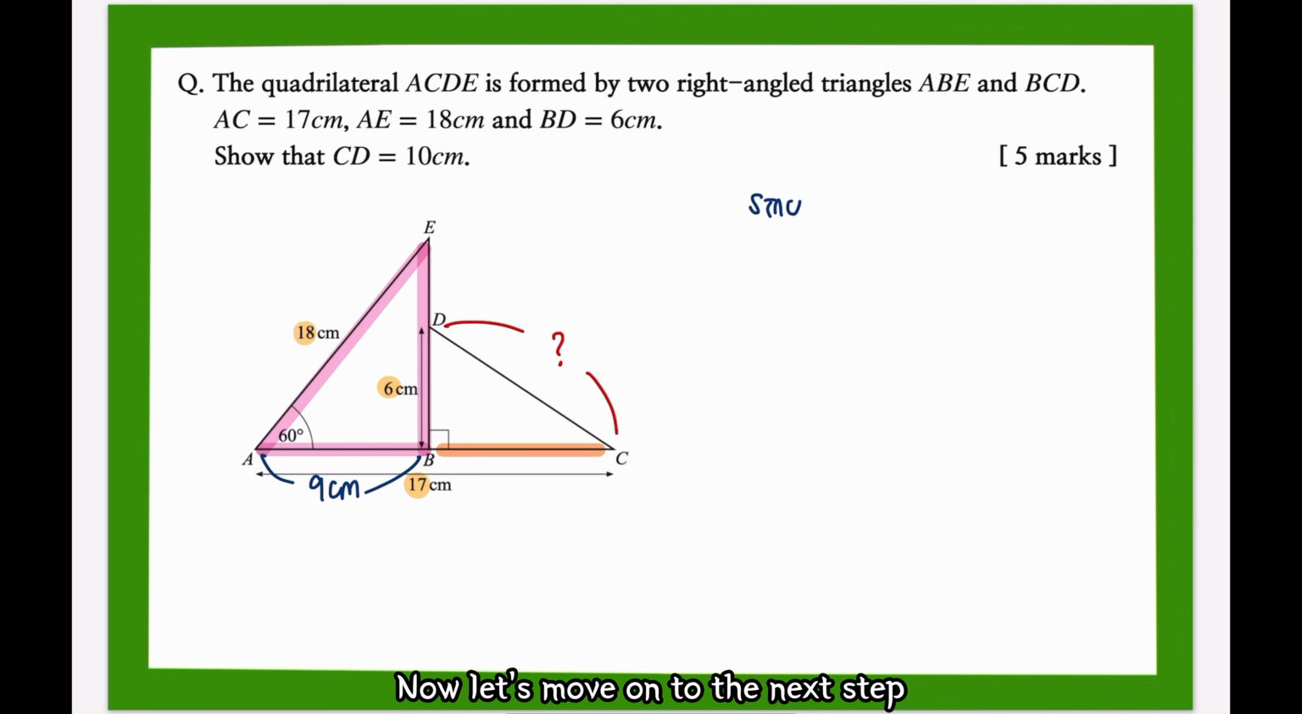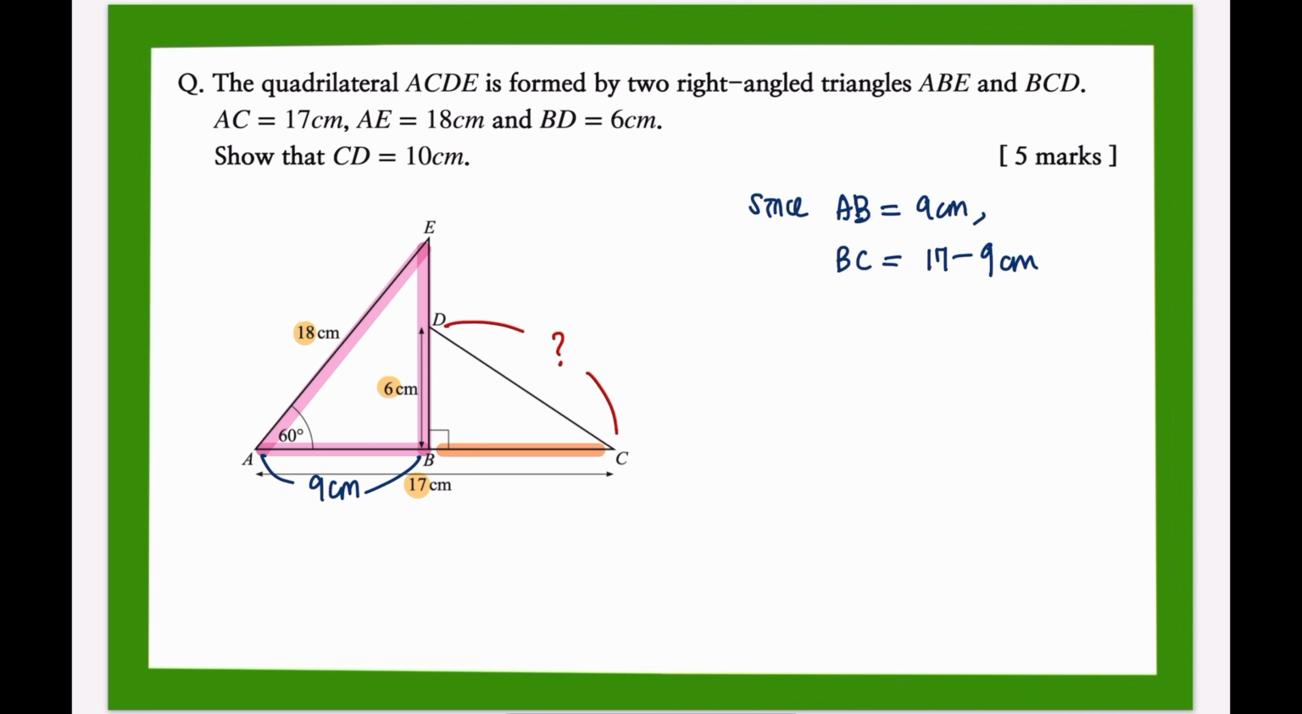Now let's move on to the next step. Since AB equals 9 centimeters, we can now find the length of BC, which is 17 minus 9, which is 8 centimeters.